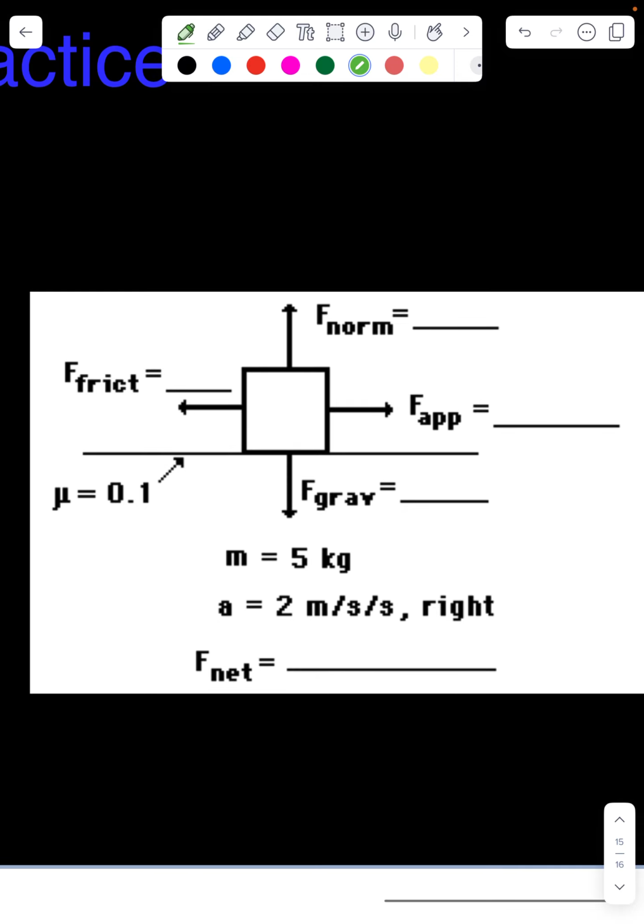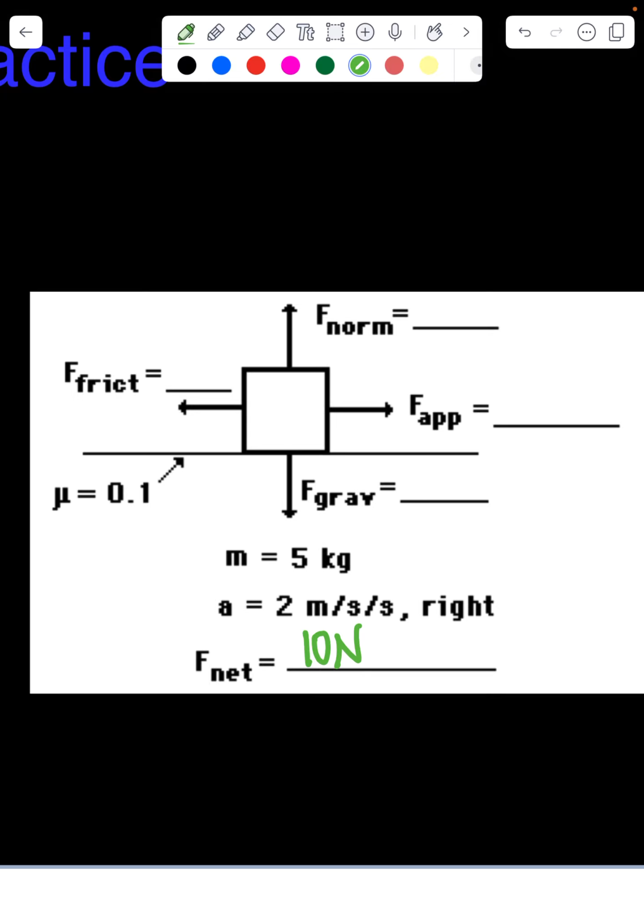All right, so in this free body diagram, we have not been given any of our forces. We have only been given our mass and acceleration, and our coefficient of friction. So we have to fill in all of the rest of our forces. So the first thing that we're going to find, if we are given mass and acceleration, is going to be our net force. So we have a mass of 5 and acceleration of 2. That's going to give us a net force of 10 newtons.